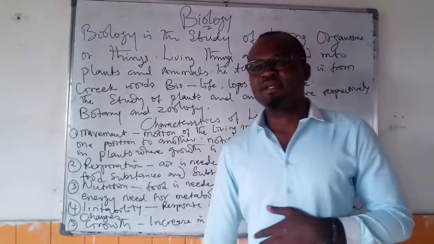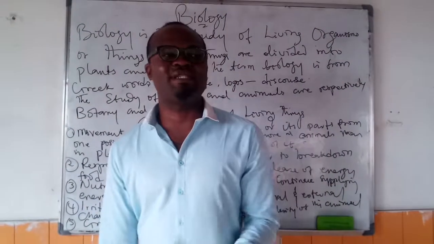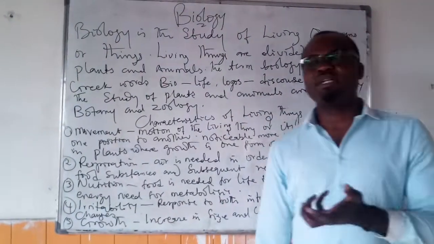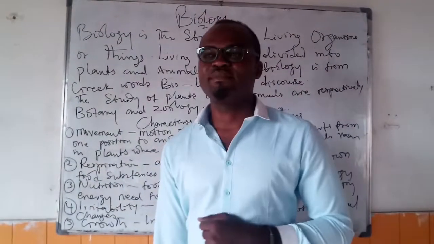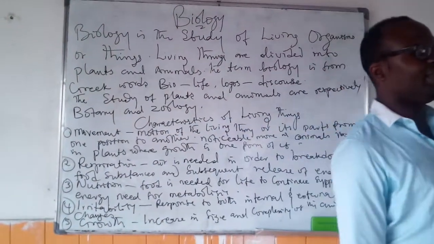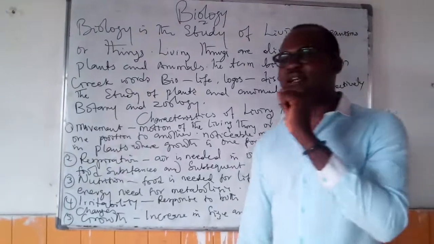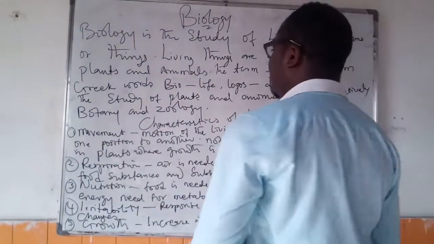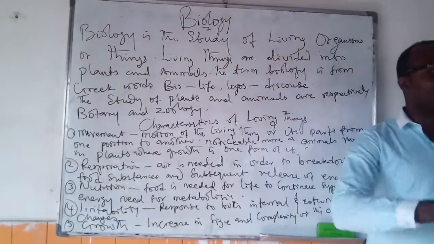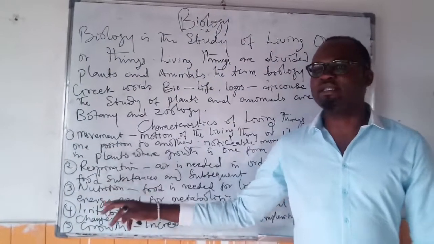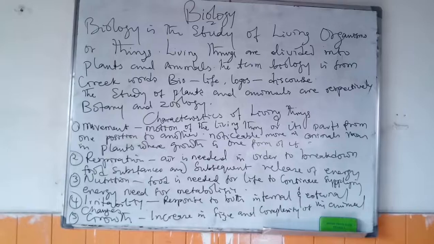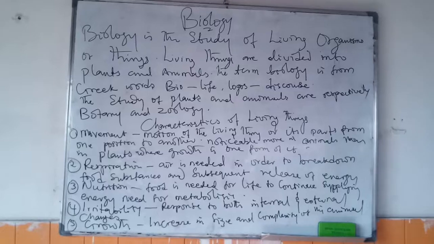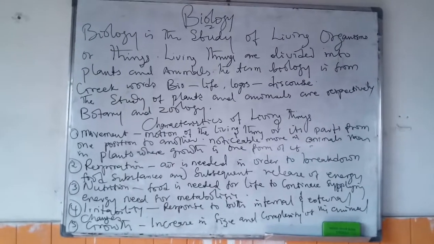Zoology. Now, we say that living things are those things that do what? Have life. How do you know that something has life? You can only identify that something has life by looking at its characteristics. Now, anything that you see that has these characteristics is classified as a living thing. That's how you know that something is a living thing.